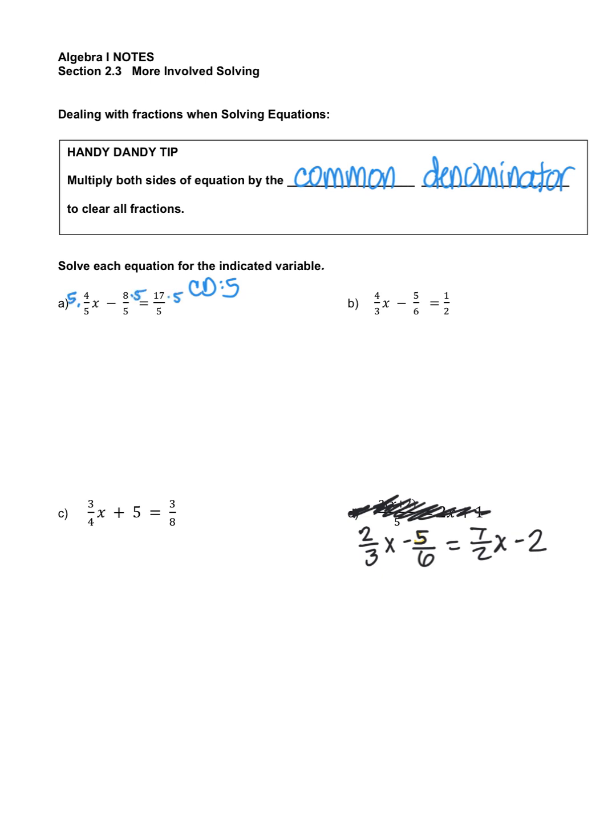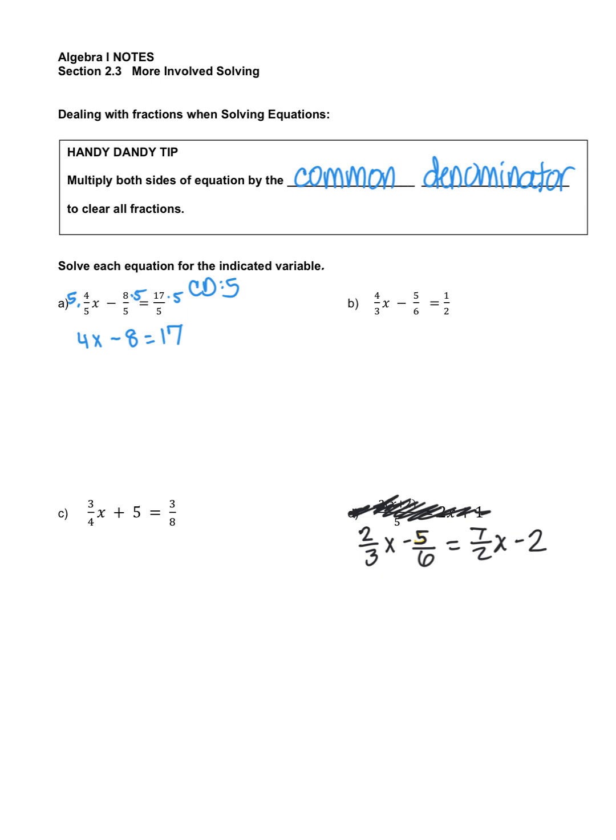and times 5. So we can see we have 5 times 4 is 20, divided by 5 is 4, so we have 4x. We have 8 times 5 is 40, divided by 5 would be 8. And then we have 17 times 5 is 85, divided by 5 is 17.